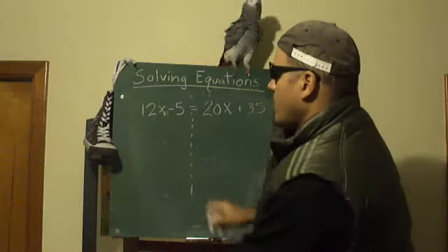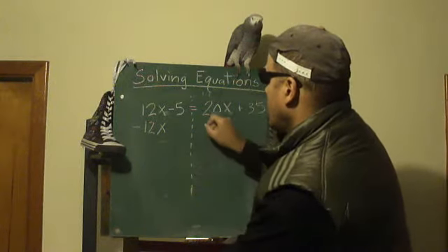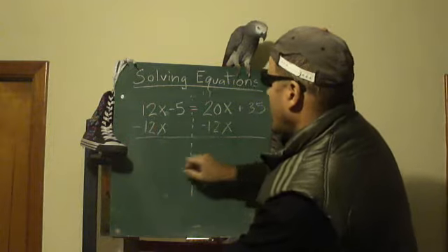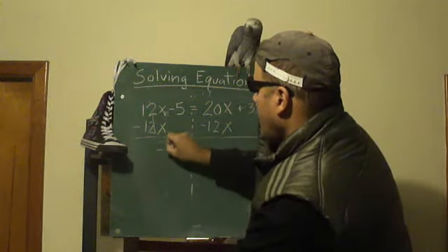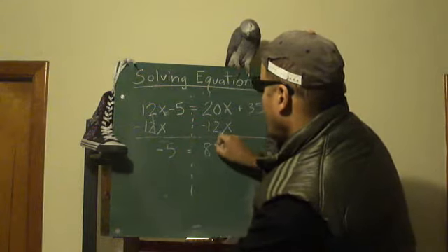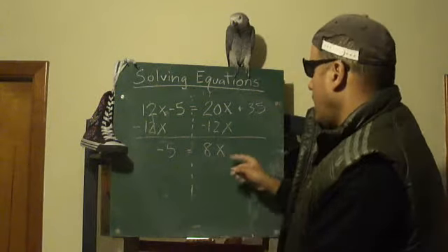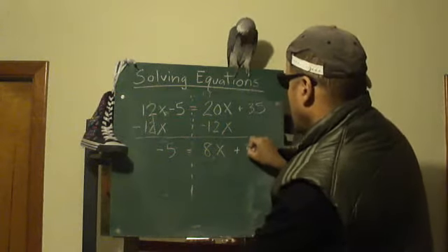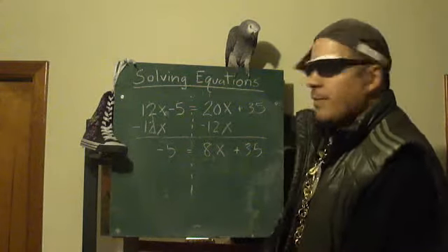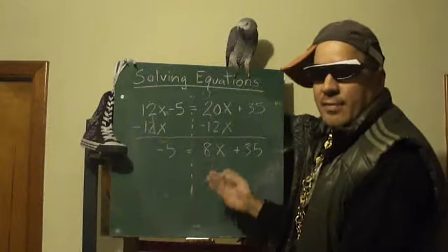So let's get that 12x, let's subtract it out of there. Let's subtract it on this side. So we're left with negative 5 equals 8x, because 20x minus 12x, they're like terms, 8x plus 35. Okay? So we have another equation, but this time the x is on the right side. And we're going to leave it right there.